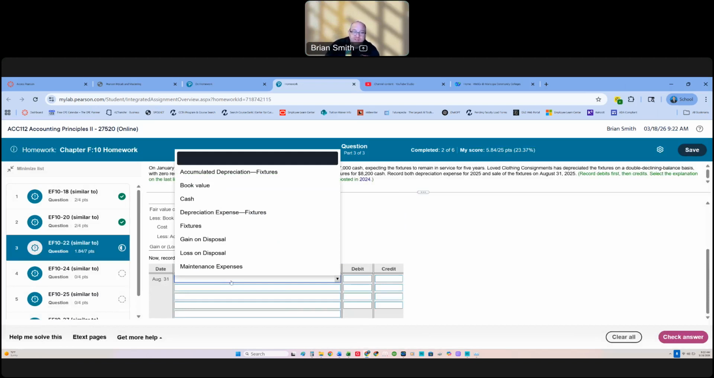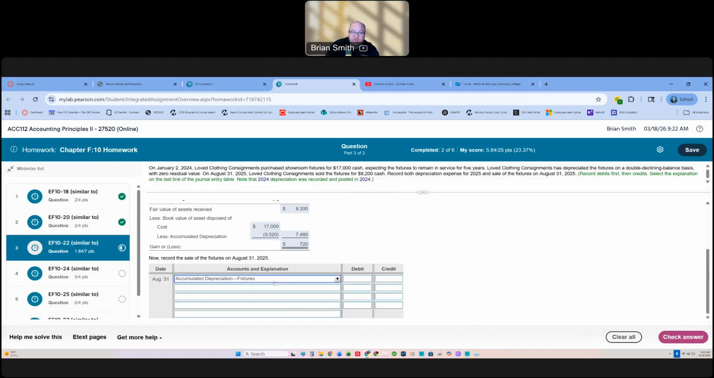First one is the accumulated depreciation for the fixtures. We calculate that at 9,520. That's a credit balance. We got to get rid of it, so we're going to debit that to get it off our books. Then we know we're receiving cash. We're debiting cash the 8,200.